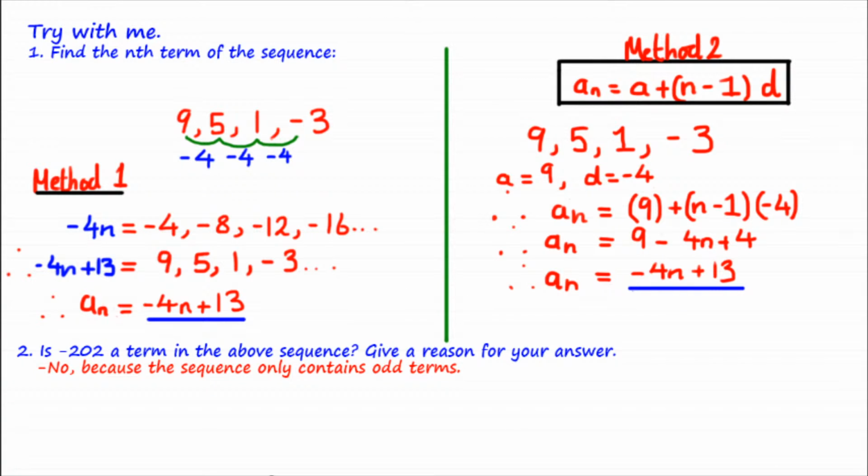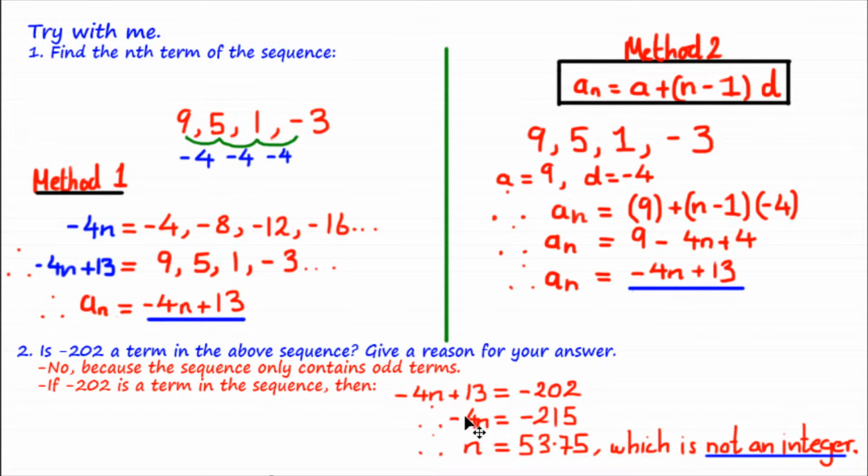Another way to look at it, as most of you looked at it, is, if negative 202 is a term in the sequence, then at some positive integer value of n, that term would be equal to our nth term. So it should satisfy this equation. Going ahead to solve that, if we subtract 13 from both sides, we get minus 4n is equal to minus 215. Dividing through by negative 4 on both sides, we get 53.7. And remember what we said, n must be a positive integer. It's positive, but it's not an integer because it's not a whole number. Okay, very good.